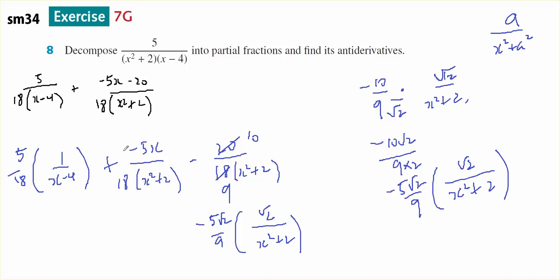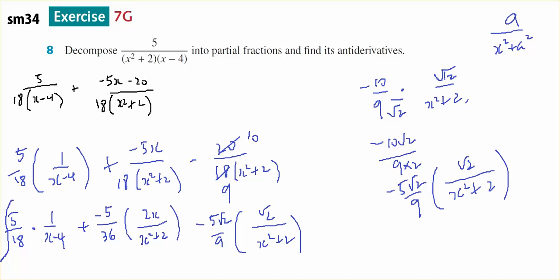For this one here, I need to have at the top 2x. So I'm going to have minus 5 over 36 times 2x on top of x squared plus 2. The minus 5 comes out the front there. I needed a 2, so therefore I need to divide by 2. And that's going to be plus 5 on 18 times 1 on x minus 4. So now I'm going to antiderivative with respect to x.